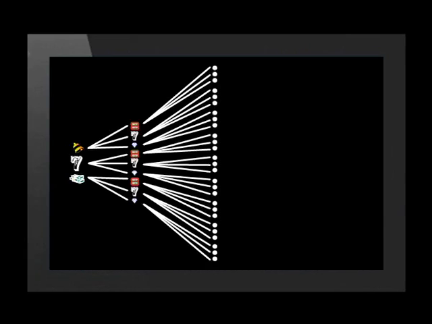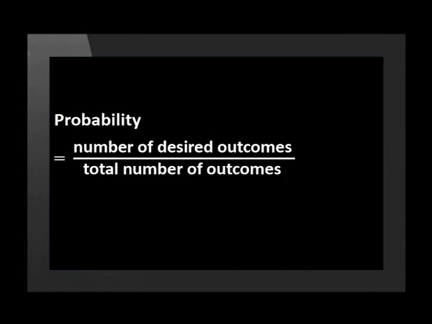There are 27 possible outcomes in total, but only one of these outcomes results in a 777. Probability is the number of desired outcomes divided by the total number of outcomes. This equals 1 over 27. The probability of winning on this slot machine is very low.